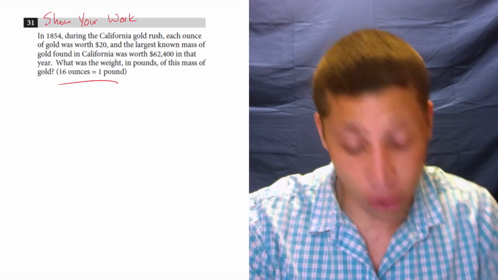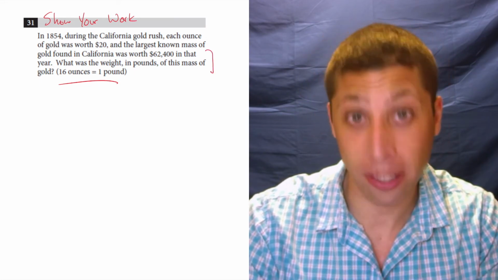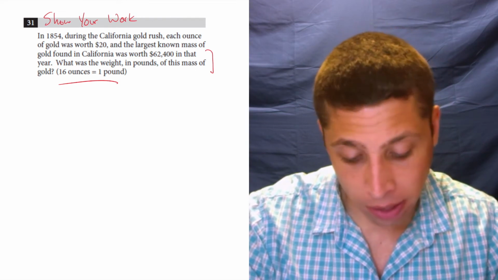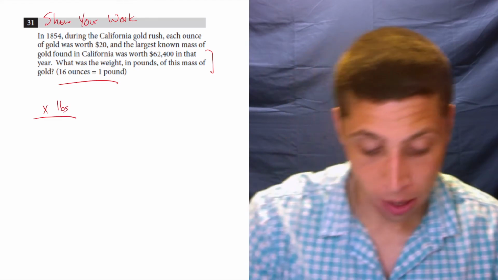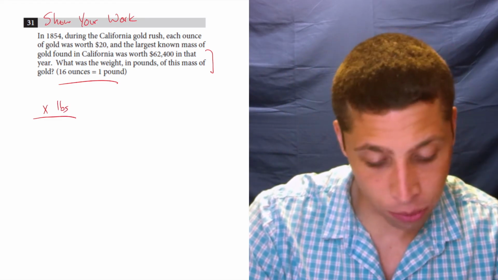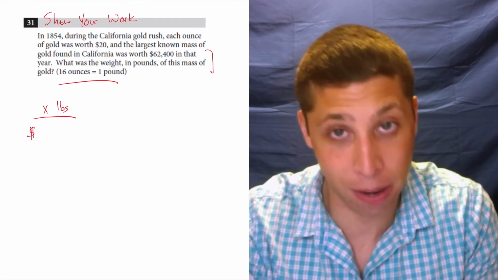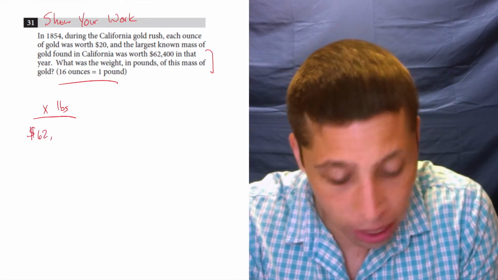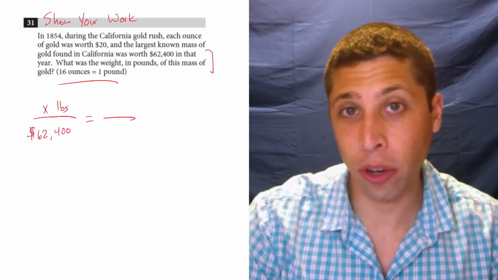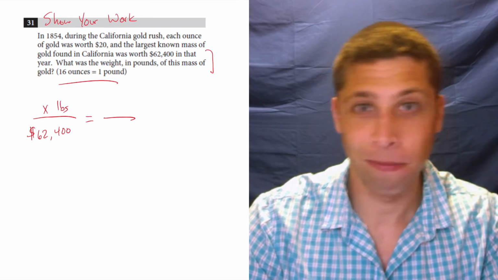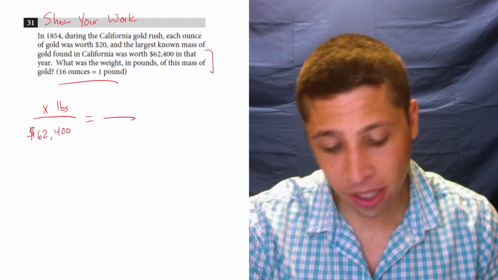The way that I like to do that is I take the question itself and try to turn it into a rate. In this case, what they're asking for is the weight, so that's x pounds of this mass of gold, and the mass is worth $62,400. So that amount of pounds of gold is worth $62,400. And what I want to do then is come up with another ratio that represents a similar version of that rate. There's a couple ways to do it.